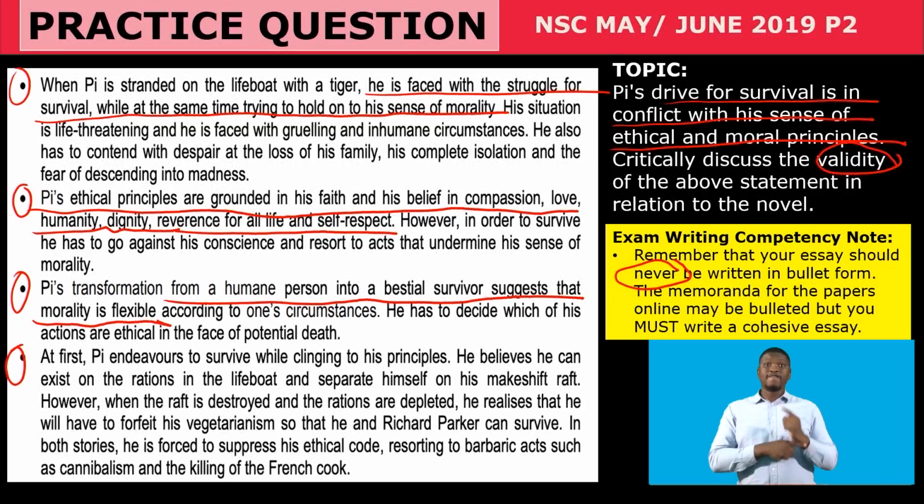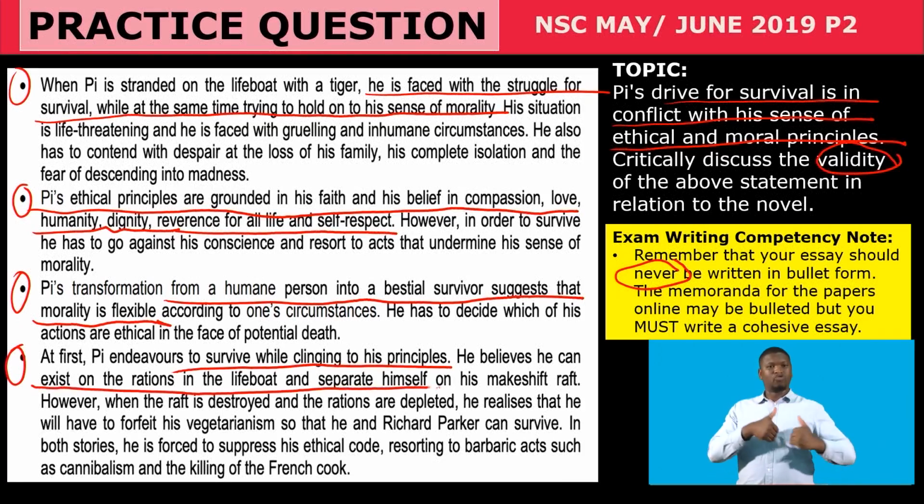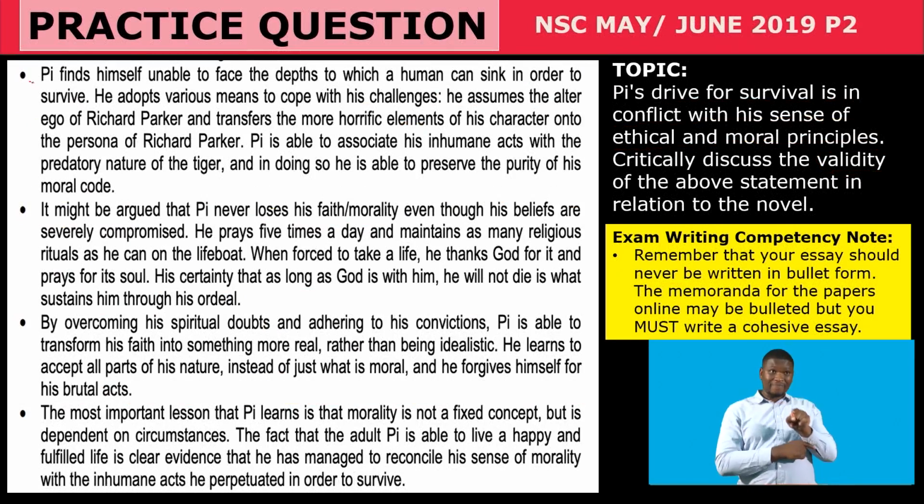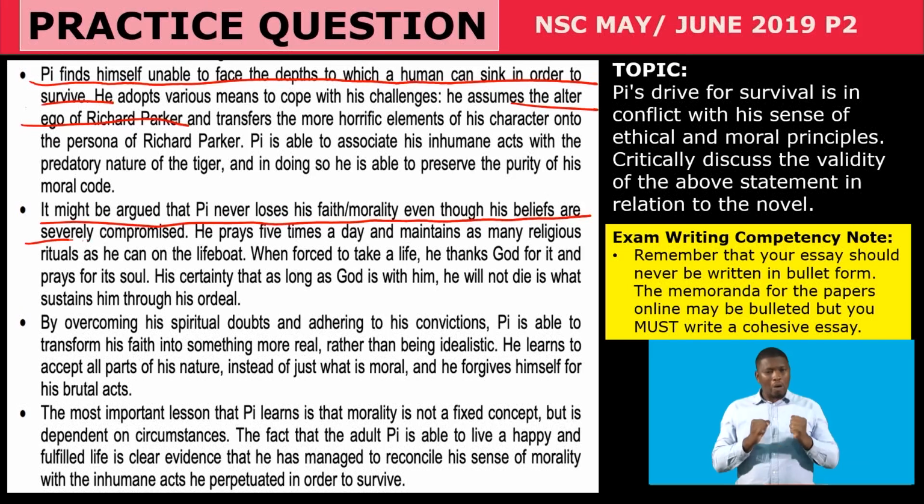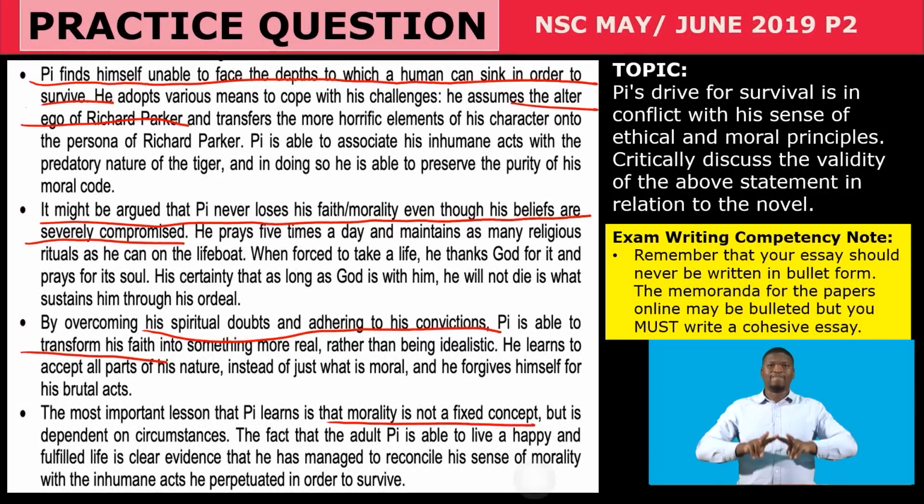At first, Pi endeavors to survive while clinging to his principles. He believes he can exist on the rations in the lifeboat and separate himself on his makeshift raft. Pi finds himself unable to face the depths to which a human can sink in order to survive. So what he does is he creates the alter ego Richard Parker. It might be argued that Pi never loses his faith or morality, even though his beliefs are severely compromised. By overcoming his spiritual doubts and adhering to his convictions, Pi is able to transform his faith. The most important lesson that Pi learns is that morality is not a fixed concept.